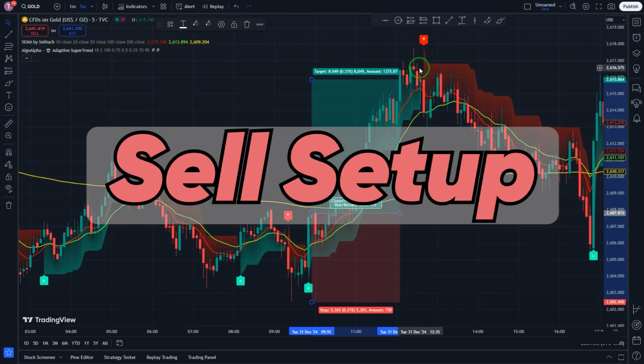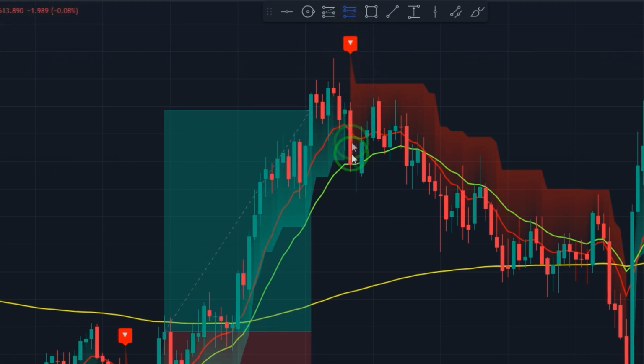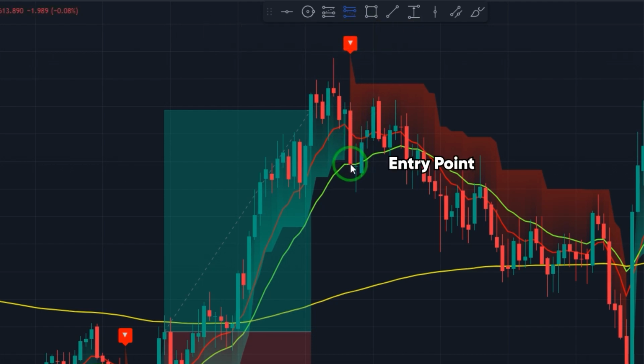Sell setup, short position. Check EMA alignment. Ensure the market is above all the EMA lines with proper spacing between them. Look for a red Supertrend tag. Wait for the red tag to appear from the Adaptive Supertrend Indicator. EMA lines are aligned and the market is above them. Place the trade on the next candle.